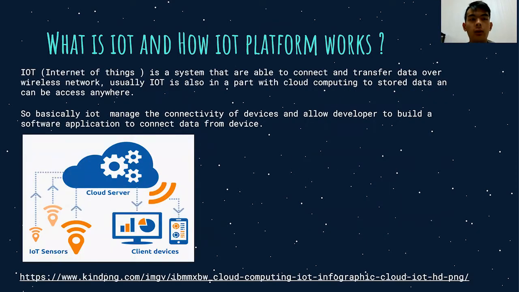And what is IoT and how does an IoT platform work? So the basic definition of IoT, also known as Internet of Things, is a system that is able to connect and transfer data over the wireless network. Usually, IoT is also paired with cloud computing to store data that can be accessed anywhere. And an IoT platform basically manages the connectivity of devices and allows developers to build software applications to connect data from the device.